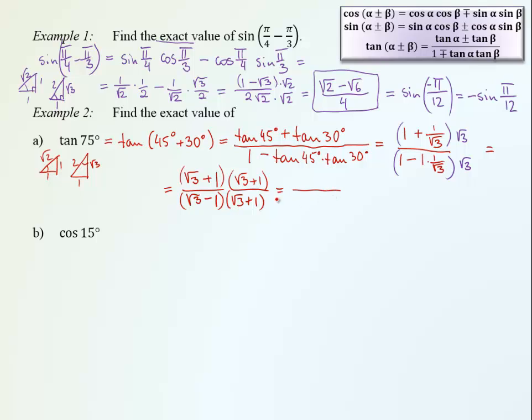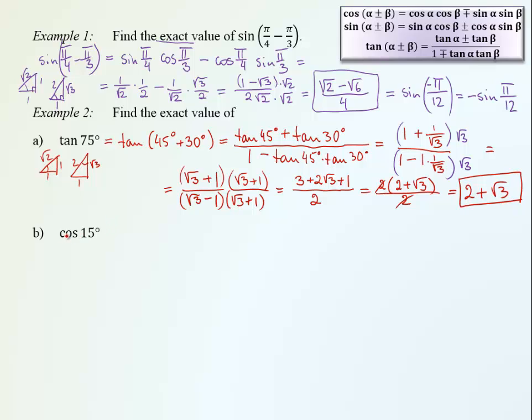So in the bottom we'll end up with 3 minus 1, which is 2. And in the top we have the perfect square of root 3 plus 1. So it's 3, square of the first, plus double the product, 2 root 3, plus 1. So we have 4 plus 2 root 3. From that we can pull the 2 out, and inside will be 2 plus root 3. And now we're ready to reduce the 2. Final answer: 2 plus root 3, the exact value of tangent 75.